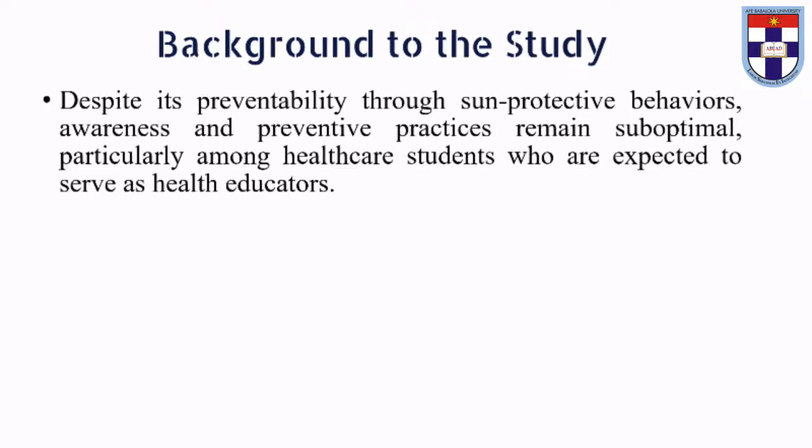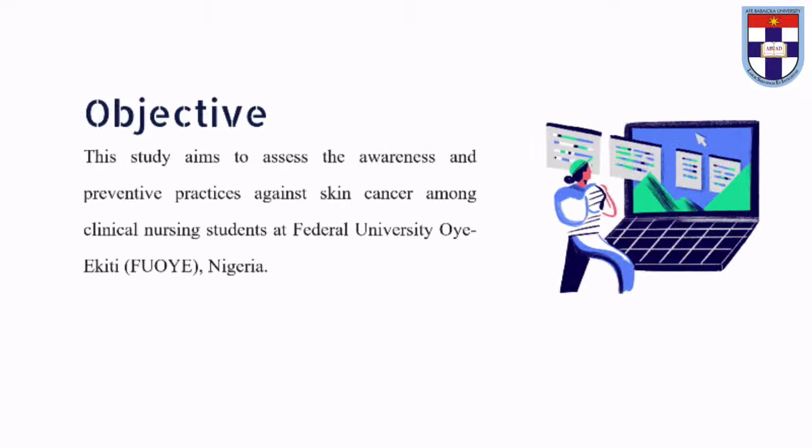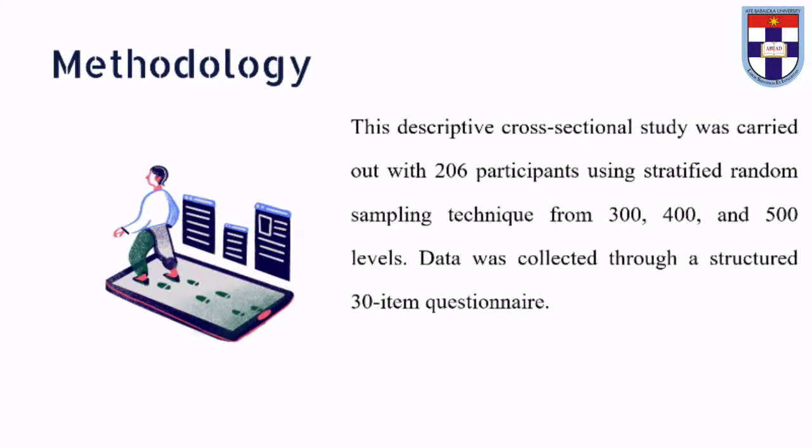So the objective is to assess the awareness and preventive practices against skin cancer among these students. The specific objectives were to assess the level of awareness, to identify the preventive practices that these students practice, and to identify the factors that influence these preventive practices. The method used was a descriptive cross-sectional study that assessed 206 clinical nursing students from 300 to 500 levels, and data was collected through a structured 30-item questionnaire.